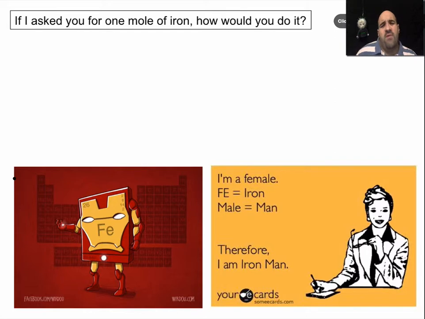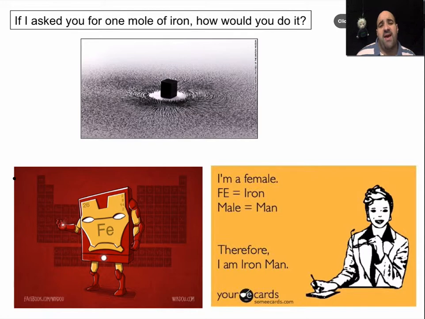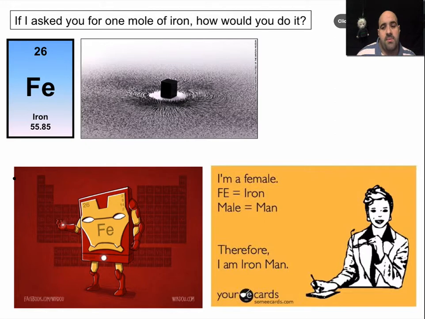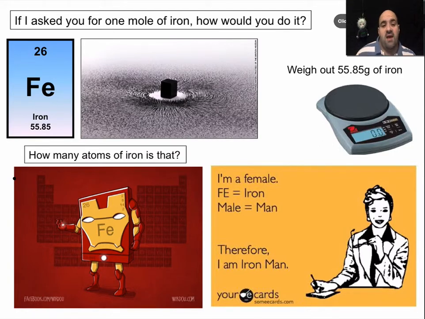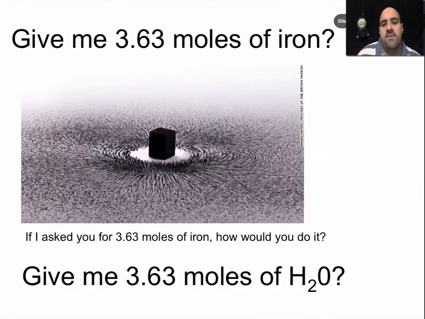So if I asked you for 1 mole of iron, how would you do it? How would you give me a mole of iron? If I gave you a bag of iron filings, how would you give me a single mole of iron? Well, we know that 1 mole of iron weighs 55.85 grams. It's 55.85 grams per mole. So I think you would just get a scale and hand me 55.85 grams of iron. And how many atoms of iron would that be? Once again, this represents 1 mole of iron. 1 mole is Avogadro's number, 6.022 times 10 to the 23rd.